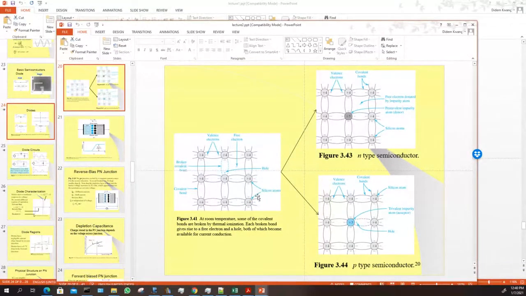Normally, the way silicon is connected at room temperature is through covalent bonds, right? If you've taken chemistry, you've seen covalent bonds. Covalent bonds are very strong bonds that form when two atoms share an electron. They're atoms and they're sharing an electron, right?